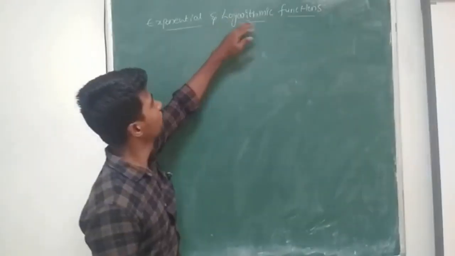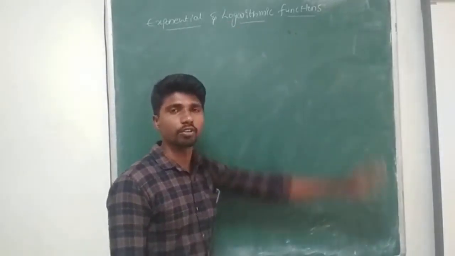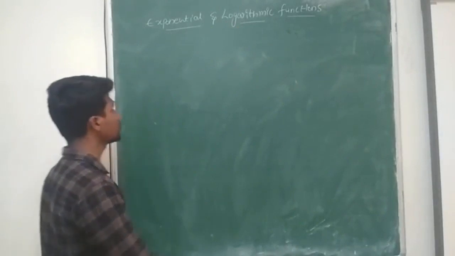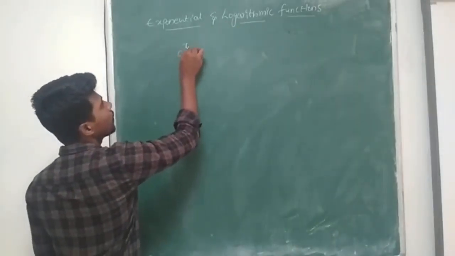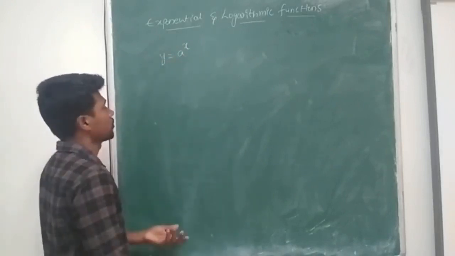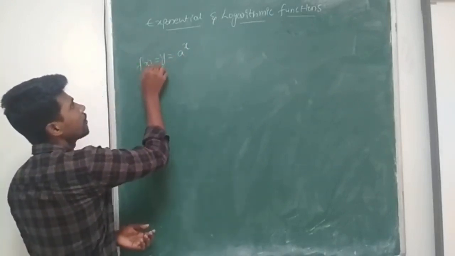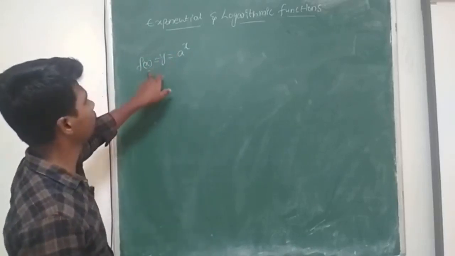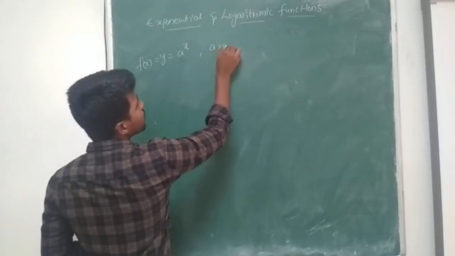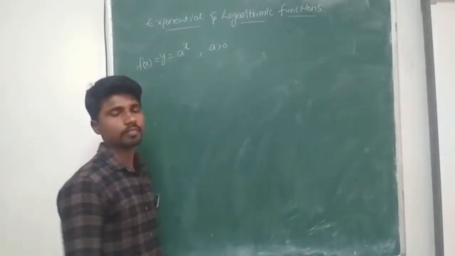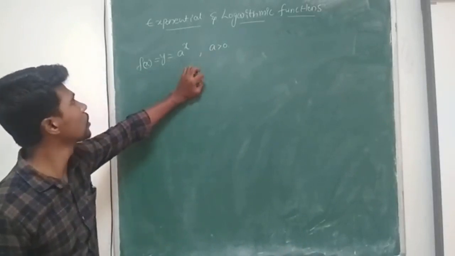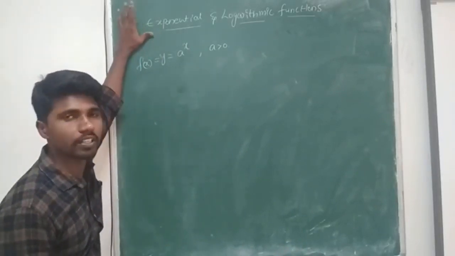Now we are going to discuss exponential and logarithmic functions. See, the functions which are in the form of a power x. If I take y equal to a power x, we can write it as f of x. The function written in terms of a power x, where a is greater than 0, those types of functions are called general exponential functions.